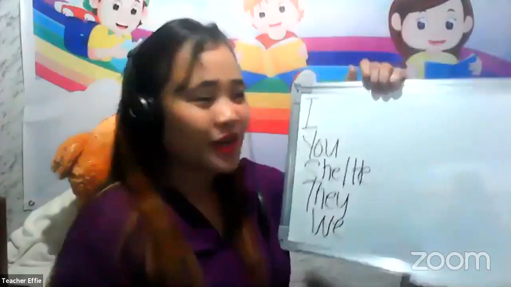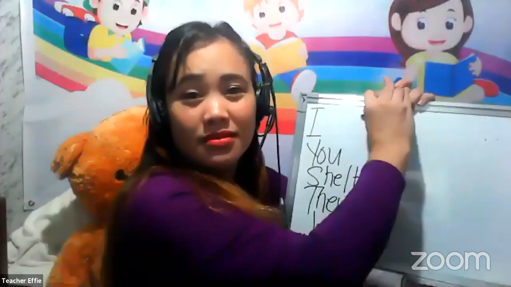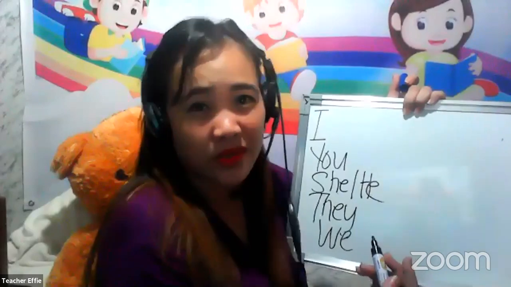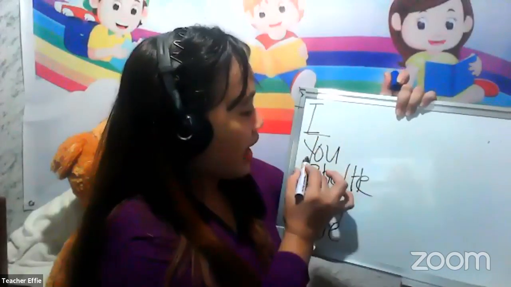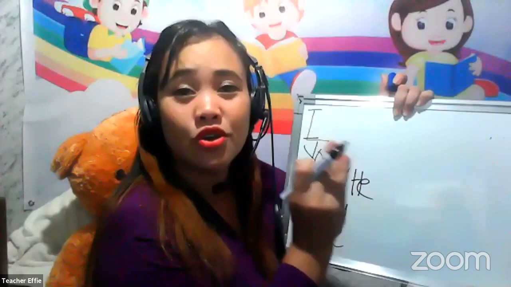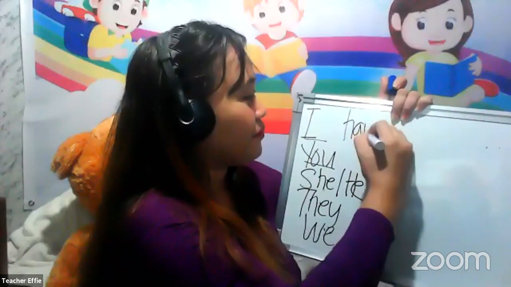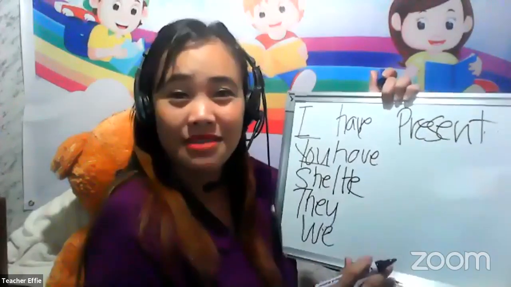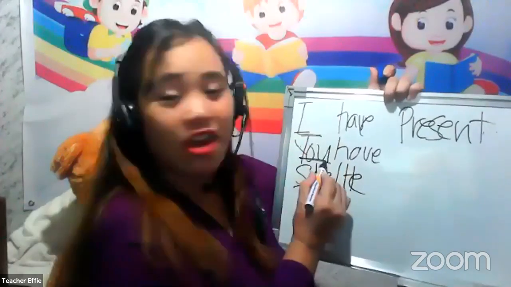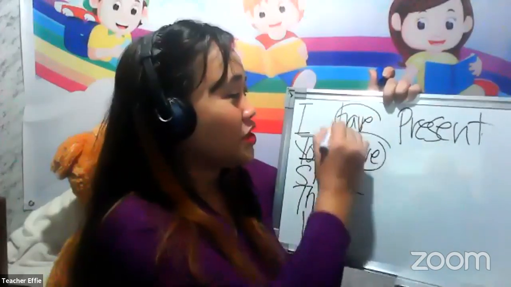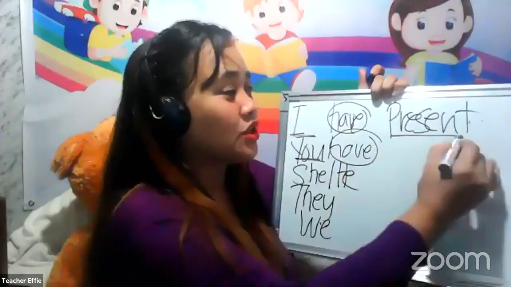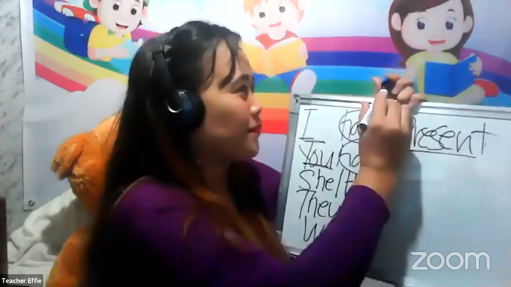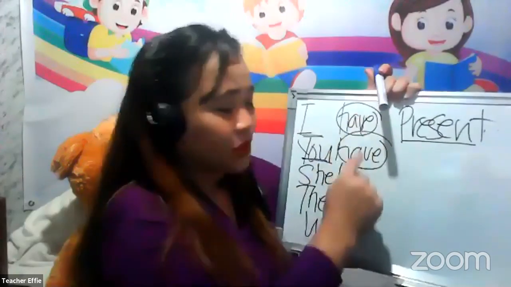What are we going to use? For example, I have a dog. I has a dog. I had a dog. What's the correct word to use there? With I and you, we have to use have when we are referring to the present time. I and you, we always use have when referring to the present time. Okay, so take note of this.